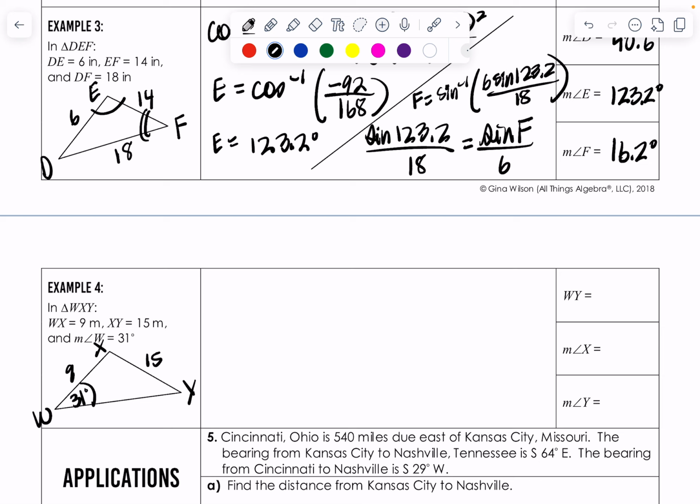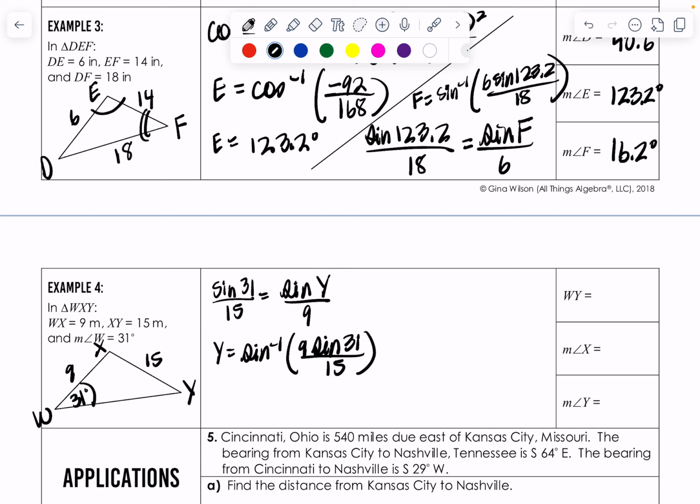Okay, so this would be, oh, I can use law of sines here, huh? Because I can do this one. I can do law of sines. So awesome. Let's do that. Okay, so this would be sine of 31 over 15 equal to sine of, let's do Y, over 9. So Y is equal to the inverse sine of 9 times the sine of 31 over 15. And that gives us 18 degrees.